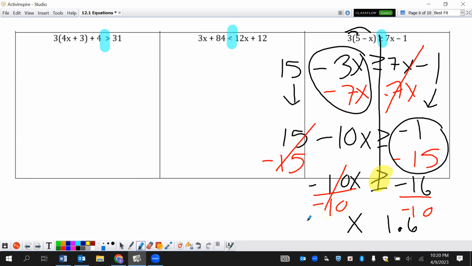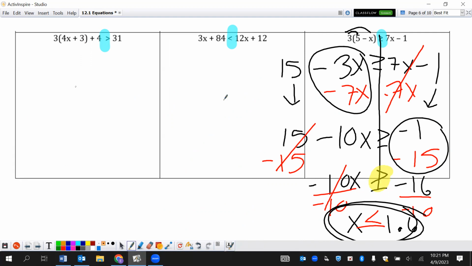And so in this case, we divided by a negative 10. So my greater than symbol is going to flip and it is going to become a less than or equal to symbol. So that's the only thing that's different for inequalities at the very end. If you divide by a negative number, you flip your symbol.